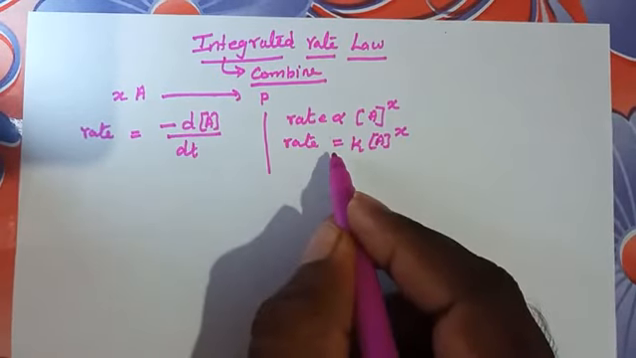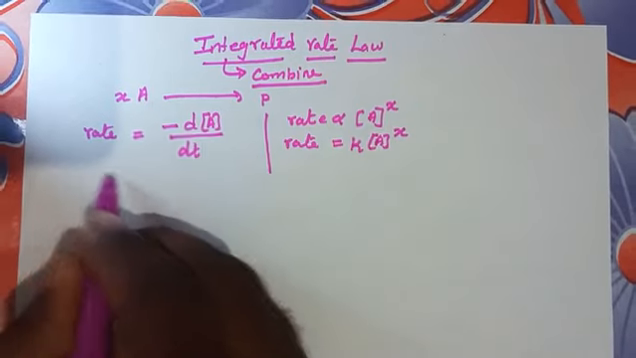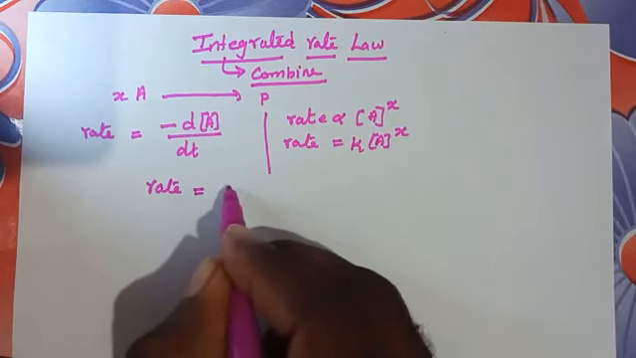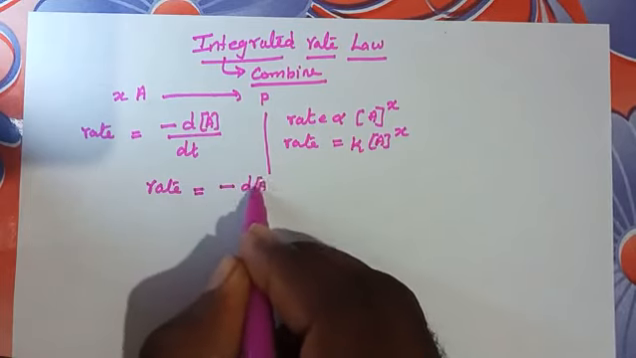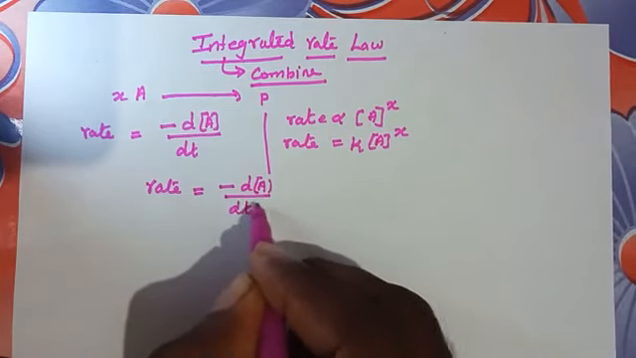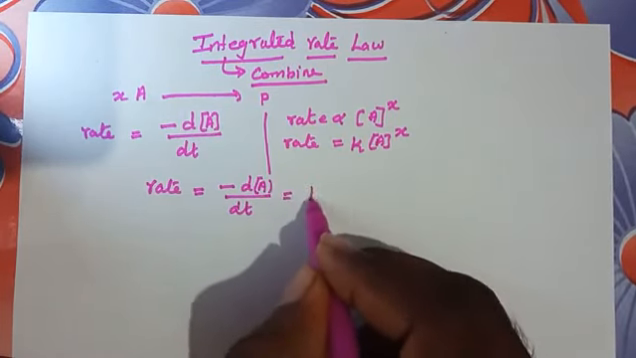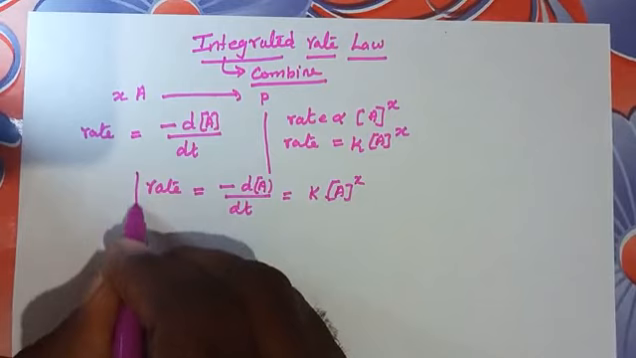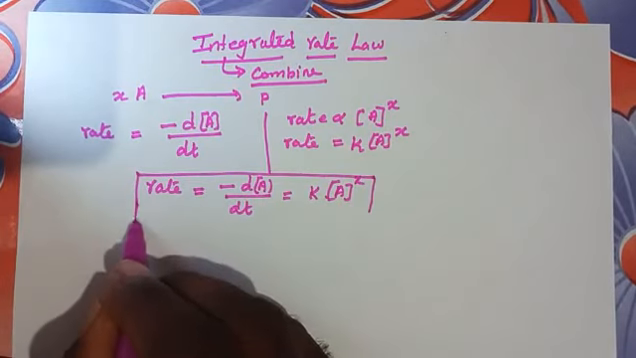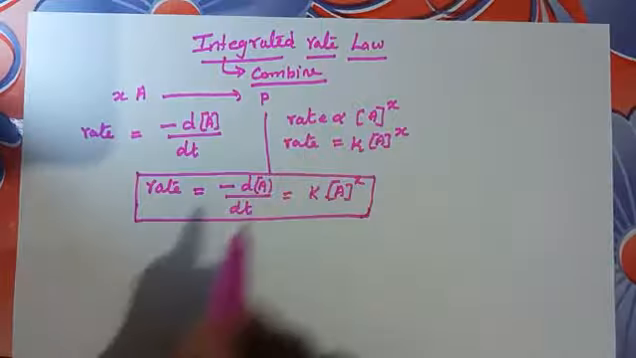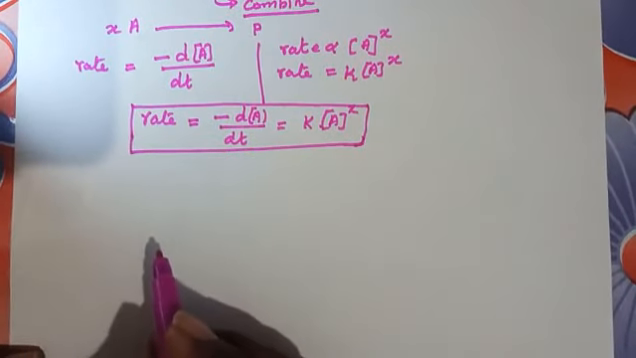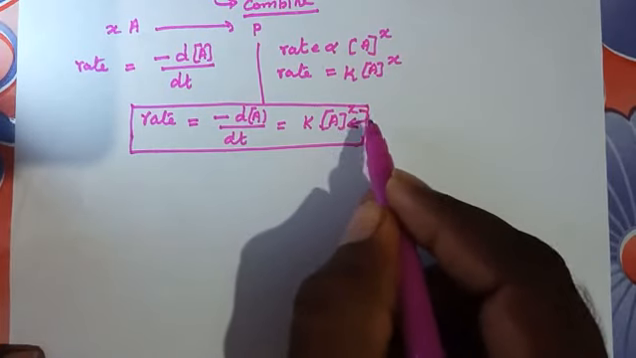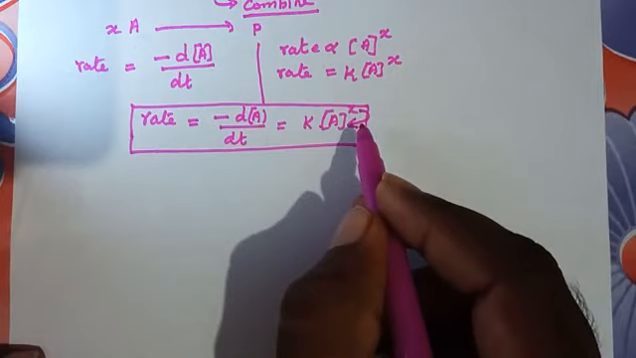Now we combine these two laws to identify the rate of the reaction. Rate is equal to the disappearance, the change in concentration of A with respect to time, which is equal to the rate constant into concentration A to the power of x. The combined form of these two laws is otherwise called the integrated form of rate law. From this, x is the order with respect to concentration A.